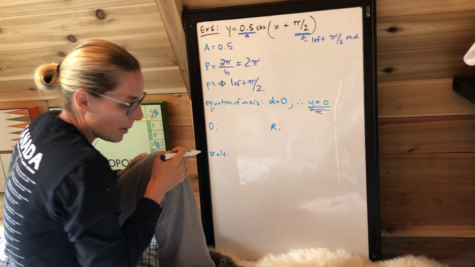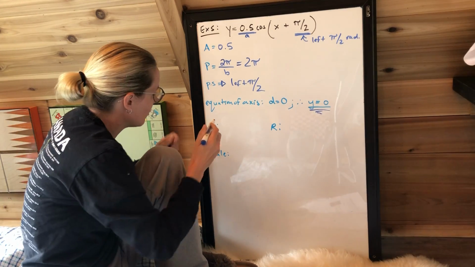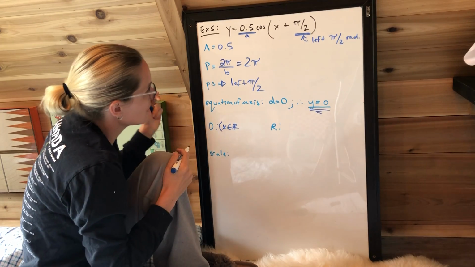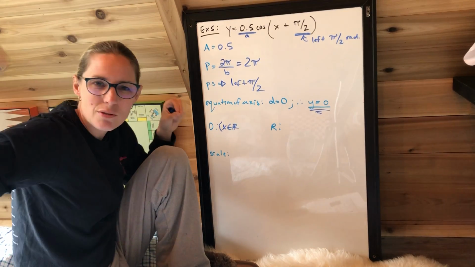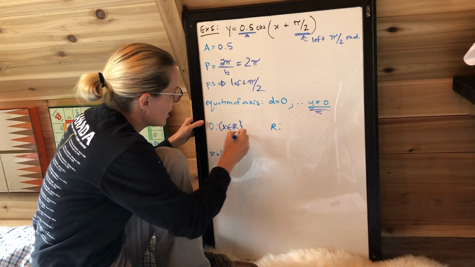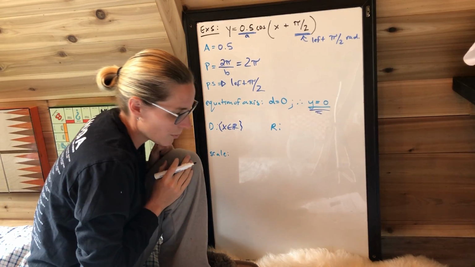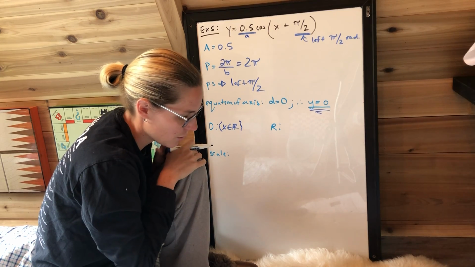Domain is talking about what are the x belongs to real numbers. Obviously, it's continuous forever in both directions. So domain is always that. If they're talking about the domain for one cycle, then that's another story. But the domain in general is going to be x belongs to real numbers.